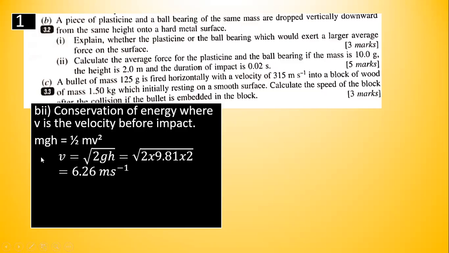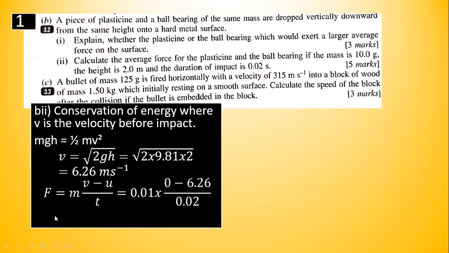Now that V becomes U, the initial speed before impact, and the final speed after impact is 0. So now this one becomes your U. Final one is 0. Mass change to kilogram, and that is your time. If you don't know, also write the formula down so that the examiner can give you some marks for that.